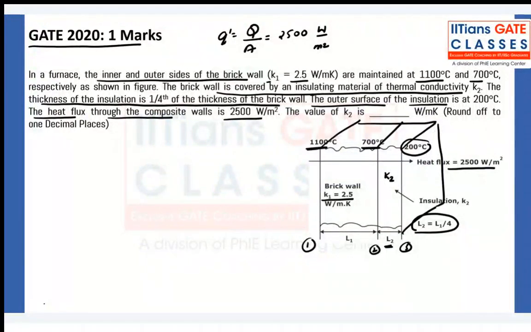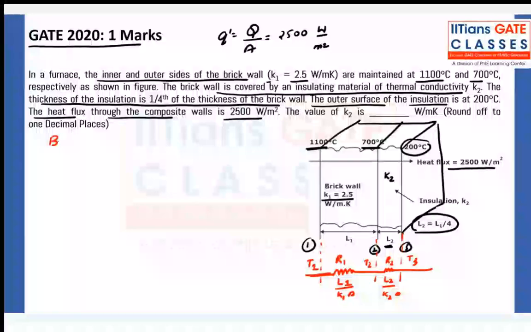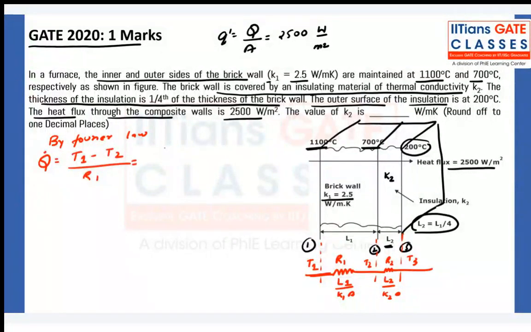Before I do anything, let us draw a thermal resistance circuit. Here the temperature is T1, here T2, and here T3. Let's say this is R1, this is R2. R1 is L1 upon K1A, R2 is L2 upon K2A. Now by Fourier's law, whatever heat transfer is happening will be equal to (T1 minus T2) upon R1, equal to (T2 minus T3) by R2, or (T1 minus T3) over (R1 plus R2).